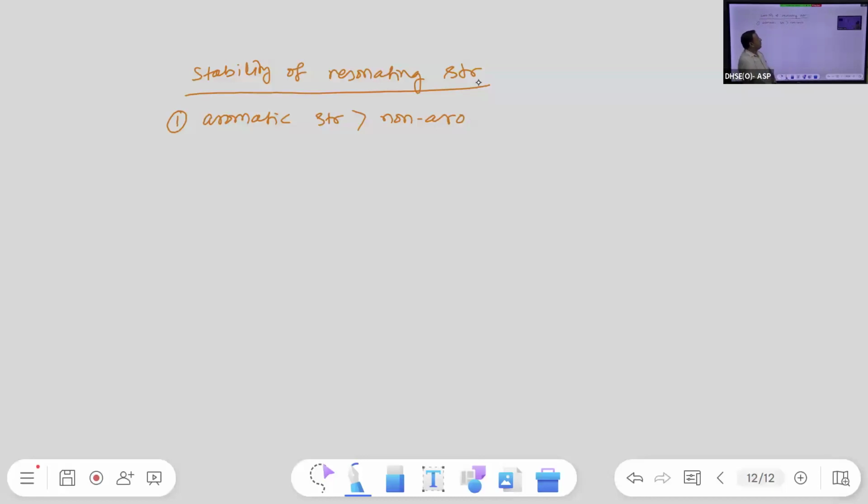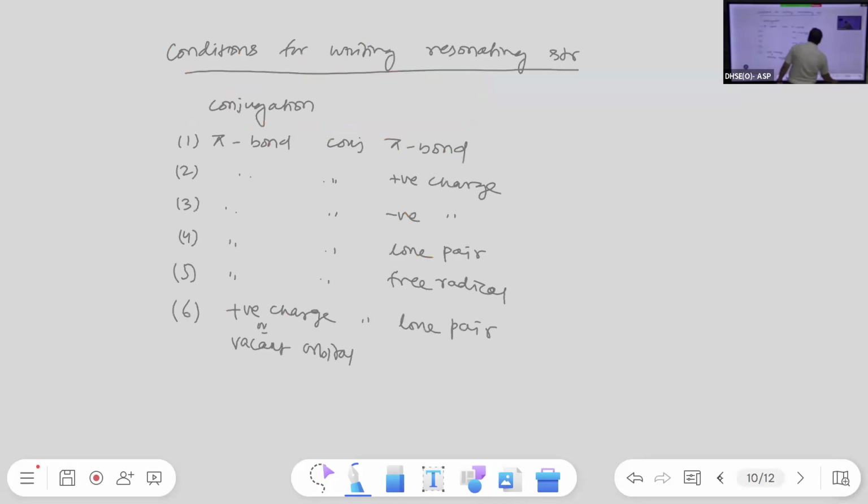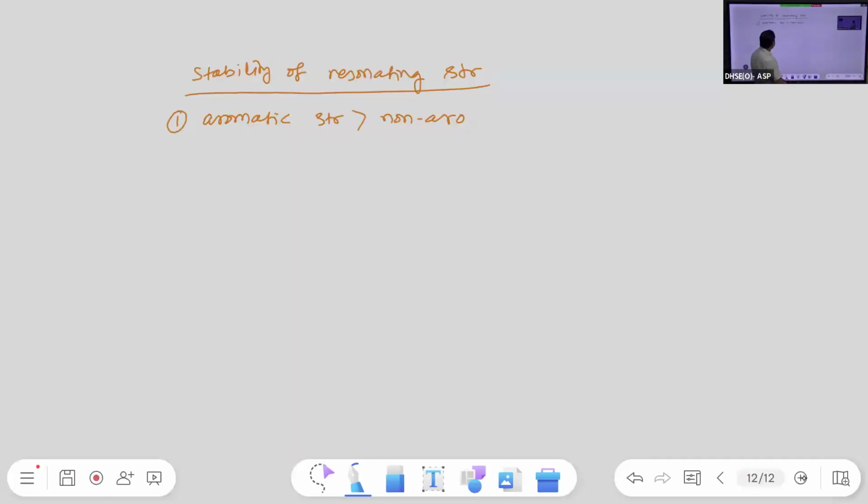We have already discussed the conditions for resonance, meaning where resonance can take place. The condition is conjugation. Pi bond in conjugation with pi bond, positive charge, negative charge, lone pair, free radical. Pi bond conjugation will make the resonance take place. Then the last one is positive charge or vacant orbital in conjugation with the lone pair.